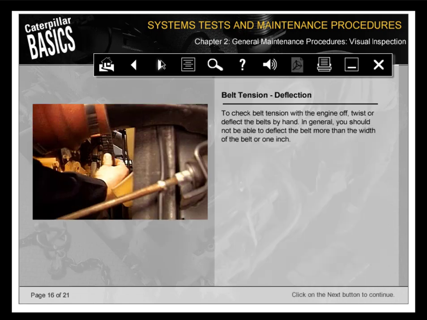To check belt tension with the engine off, twist or deflect the belts by hand. In general, you should not be able to deflect the belt more than the width of the belt, or 1 inch.